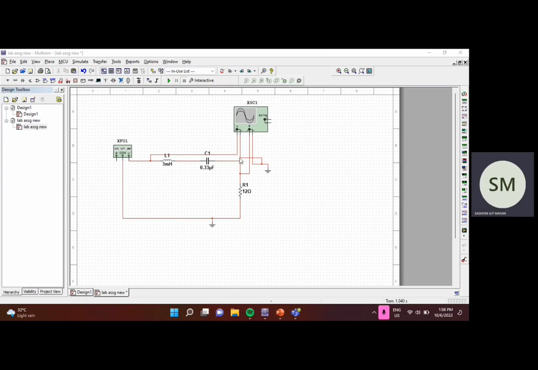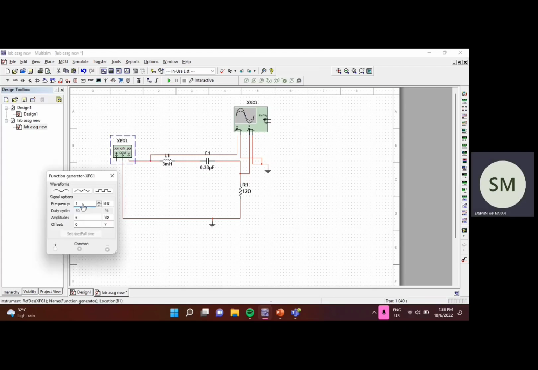The inductor used is 3 millihenry. The value of capacitor used is 0.33 microfarad and the value of resistor used is 12 ohm. For the function generator, we are going to start with a frequency of 1 kHz and the amplitude is set to 6 dB. The output voltage can be measured by using an oscilloscope.